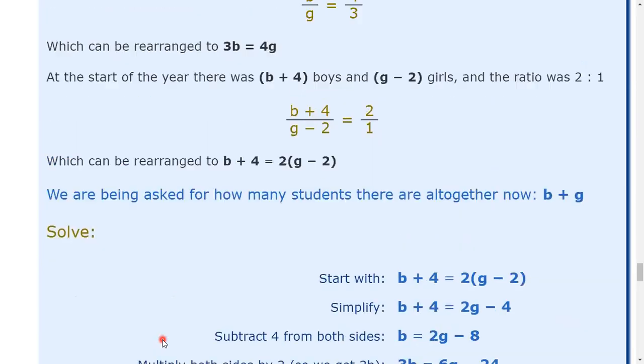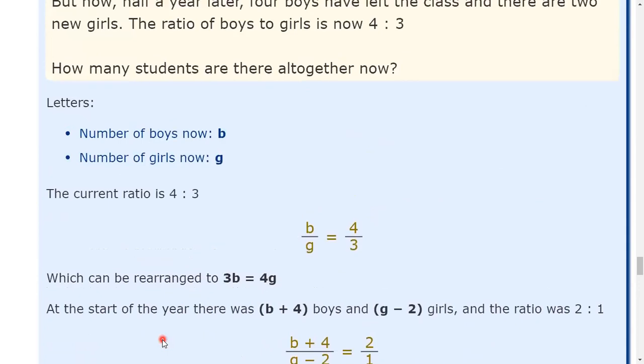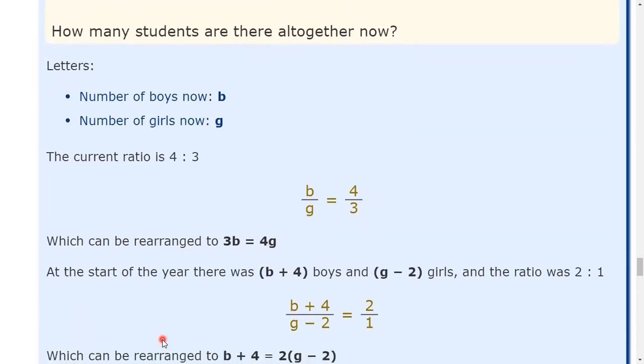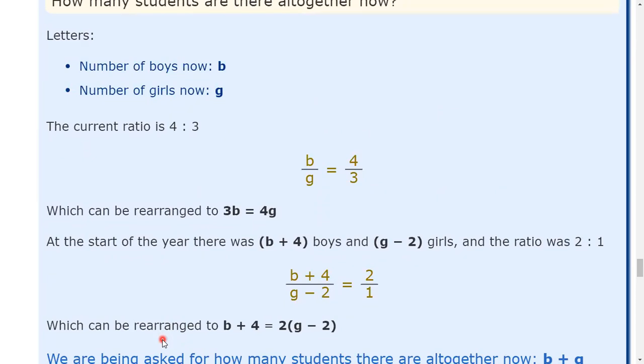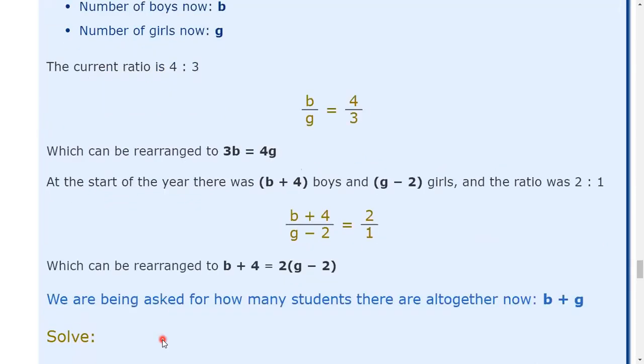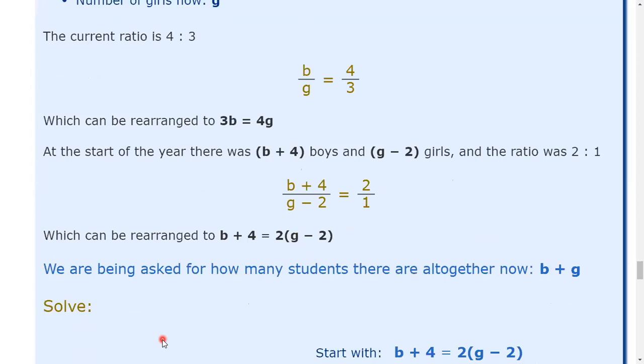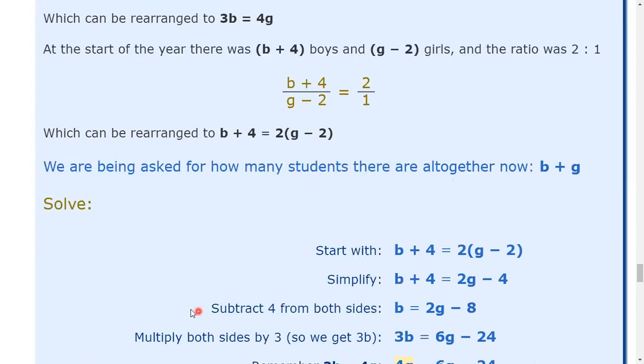So once again I am showing you the solution. What you will have to do: b for the boys, g for the girls, write the present ratio, and after multiplying, you can get 3b is equal to 4g at the start. So at the start, 4 boys were there and 2 new girls are now, so these 2 girls were not there. This is the present ratio. This was the ratio at the beginning of the year. So once again, you can do this cross multiplication. We are asked for b plus g, the total.